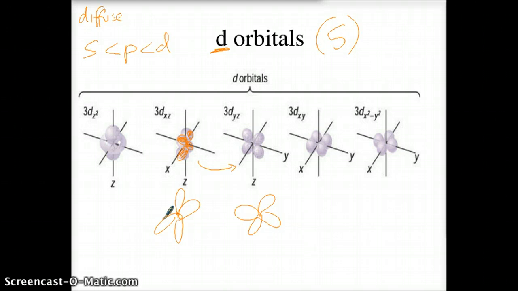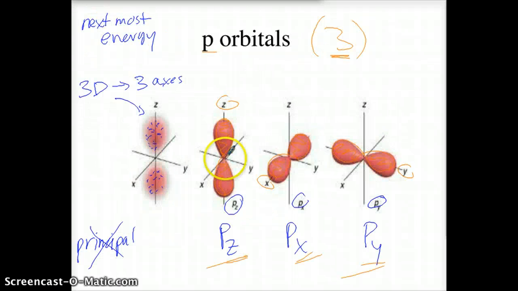Again, these are regions of probability. They're solved mathematically. This one looks pretty cool. It's got this dumbbell shape, but then it also has this ring around it. One other note, if we go back to the p orbitals, you notice at the center here, there's no electron density. It's impossible to find an electron in the p orbital right near the nucleus. That can only be for the s orbital.